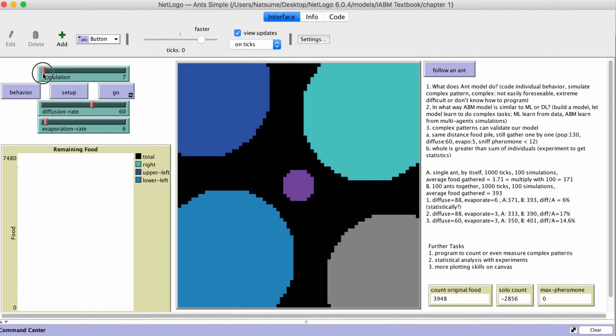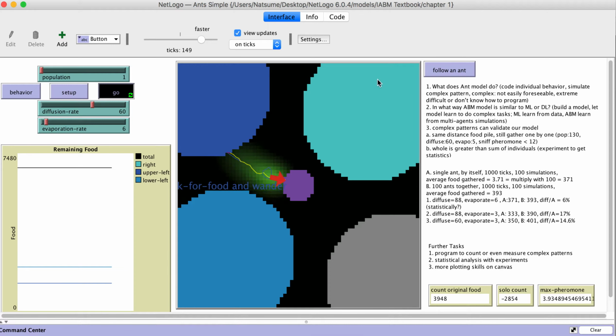So we set the number of ants to be 1, and we can set up the other parameters. And then we can ask the ant to move. So we can slow it down. So there are 3 actions. The first one is looking for food and wandering around. So the ant is looking for food and wandering around, and then he may find food or may not.